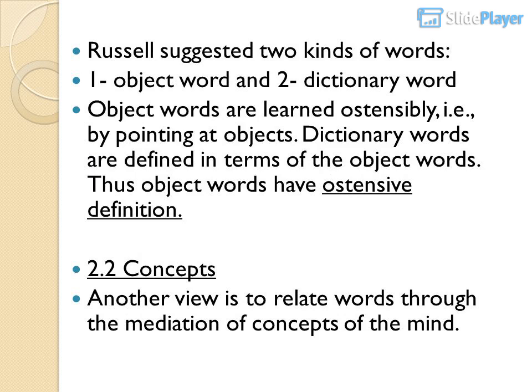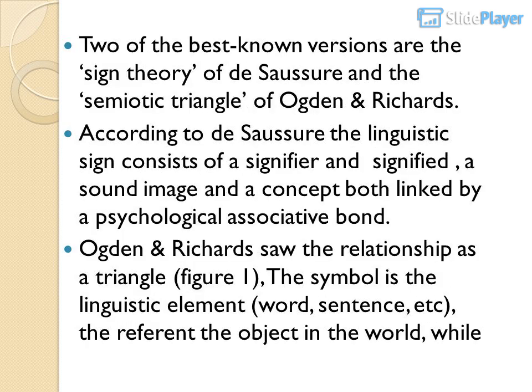2.2 Concepts. Another view is to relate words through the mediation of concepts of the mind. Two of the best-known versions are the sign theory of de Saussure and the semiotic triangle of Ogden and Richards. According to de Saussure, the linguistic sign consists of a signifier and signified, a sound image and a concept, both linked by a psychological associative bond.